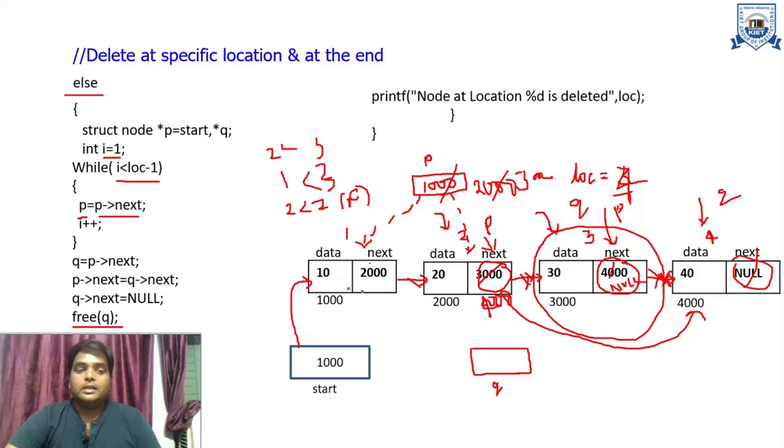Okay. So if you are writing specifically for this delete at a specific location, so you can skip this instruction Q2 next is equal to null because it is already null. Okay. But if you have written in the same function, so you can use this particular line, that is Q2 next is equal to null. So in this way, delete a node at the end is also implemented. Okay, so this is the way through which we can implement delete operation.